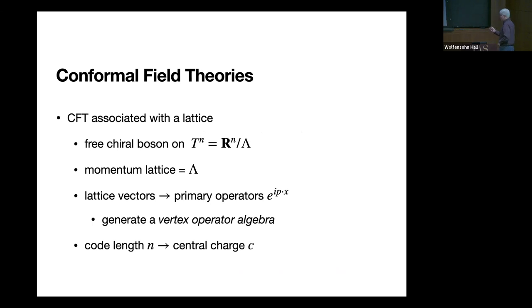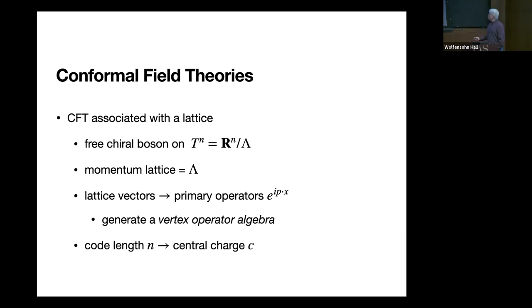Okay, so finally we can get to physics, CFTs. There is a CFT associated with, let me be a little more precise here, an even self-dual lattice. In general, you can consider a free chiral boson, if you're not too worried about modular invariance, in any number of dimensions, living on a torus, which is Euclidean space modulo your lattice, lambda. And lambda becomes your momentum lattice in the CFT. And lattice vectors get mapped into primary operators, and they generate a vertex operator algebra.